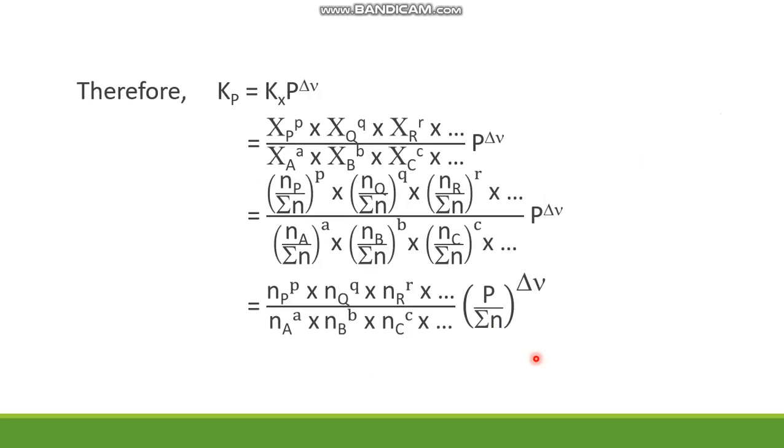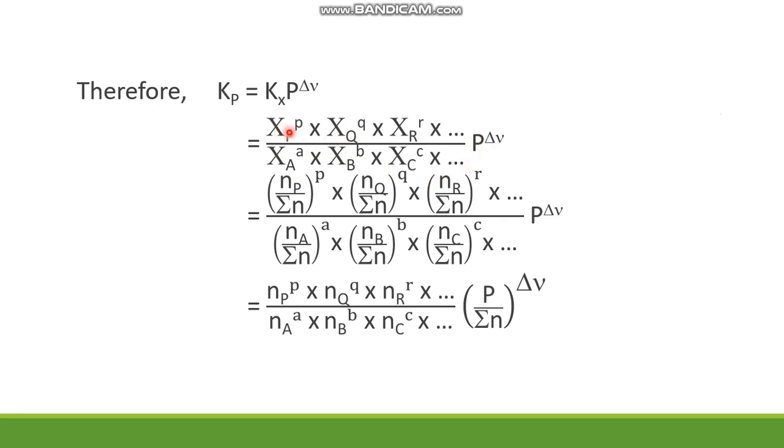So this expression can be applied in the Kp-Kx relationship. In the Kp-Kx relationship, we know that Kp equals Kx into P to the power delta nu, where P is the total pressure of the system and delta nu is the stoichiometric difference of the products and the reactants. The expression of Kx is written here. You know the expression: xp to the power p, xq to the power q, and so on, in the numerator, and in the denominator xa to the power a, xb to the power b, and so on, and here P to the power delta nu as usual.